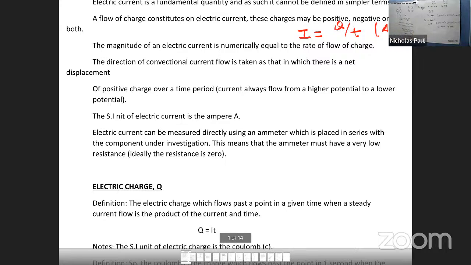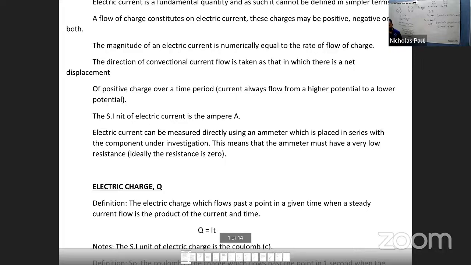The direction of conventional current flow is taken as the net displacement of positive charge, from positive to negative. So all that's saying is this conventional flow is from positive to negative, high to low potential. Please remember the only way current will flow is if there's a change in potential from high to low. What would happen if there was an equal potential? Current will not flow, right? So there must be a potential difference, positive to negative, for current to flow.